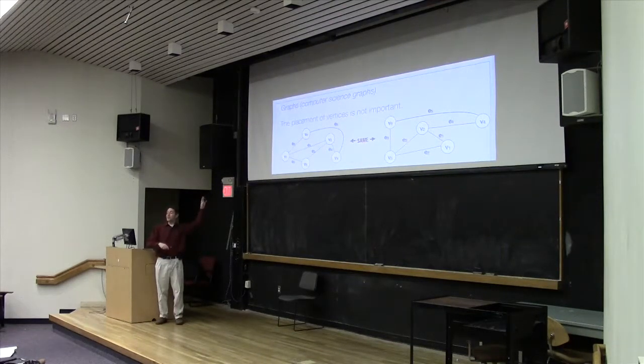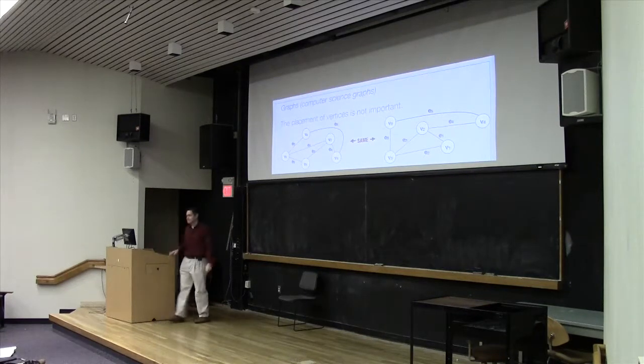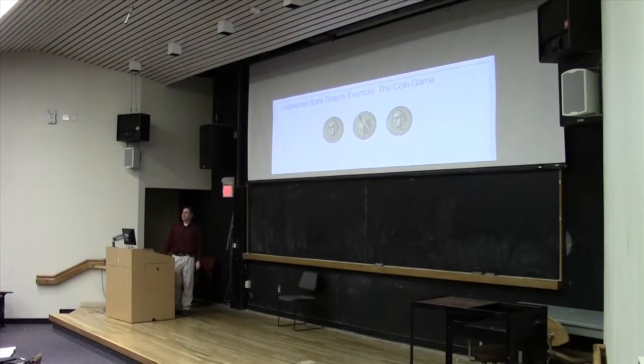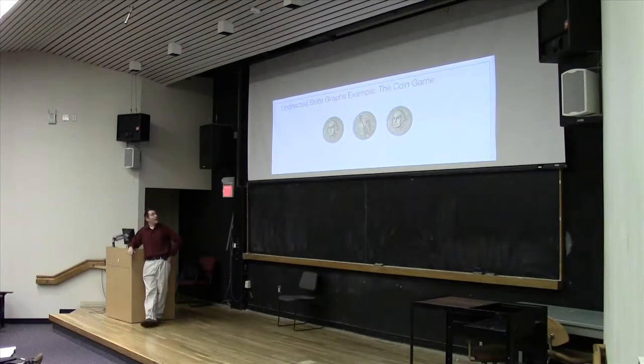Point is, you can modify the structure of what you see, but the edges and the vertices should stay the same if it's going to be the same graph. Questions on that idea? The placement of vertices is not important, unless you're doing this in the middle of the night, in which case you should make it the same. All right. So here's an example of how we might use an undirected graph, what we call a state graph.